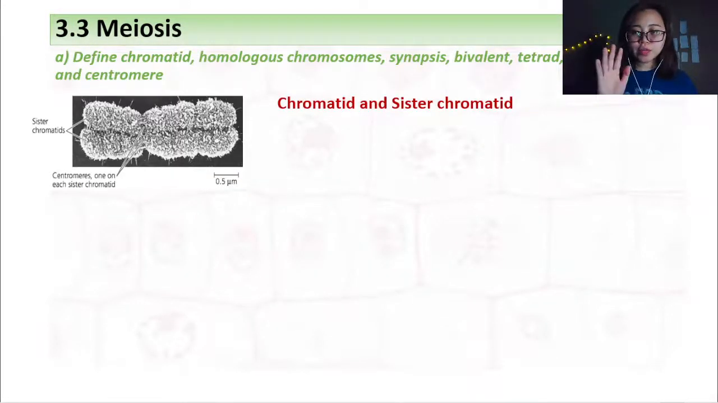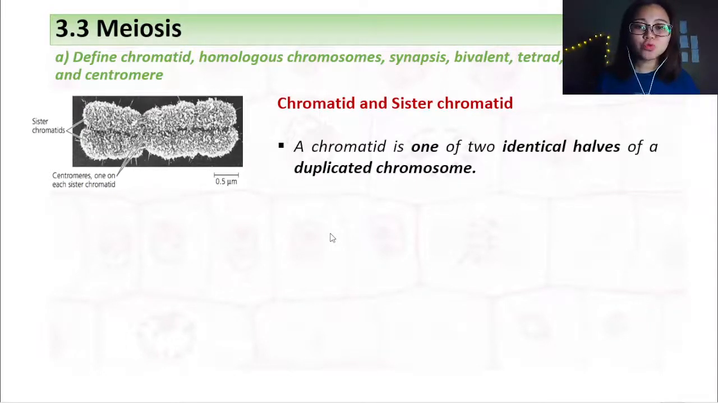But before that, we need to look at some terminologies. You need to be able to define chromatid, homologous chromosome, synapsis, bivalent, tetrad, crossing over, and centromere. And that's what we're going to do. First things first, chromatid and sister chromatid. I've mentioned this before, but let's go through it again.